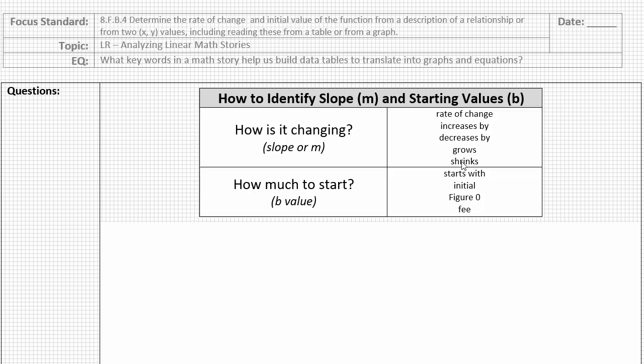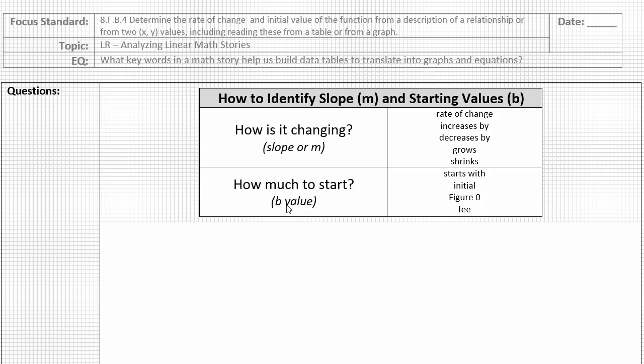And same with shrinks. Shrinks, being the opposite of grows, would clue you into a negative slope relationship. You'd want to be looking around these words to find numbers that go along with them that tell you exactly how much it's changing by. So as you read or write your own math stories about linear relationships, you want to use and look for these words to clue you in for slope.